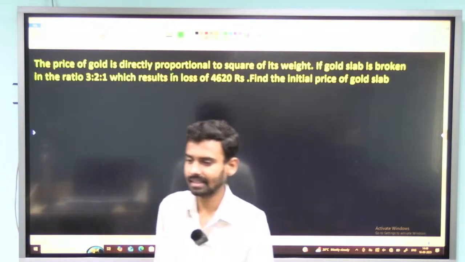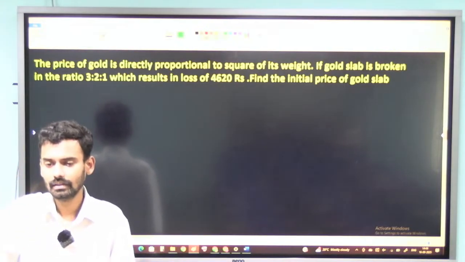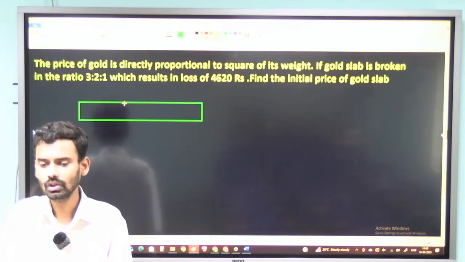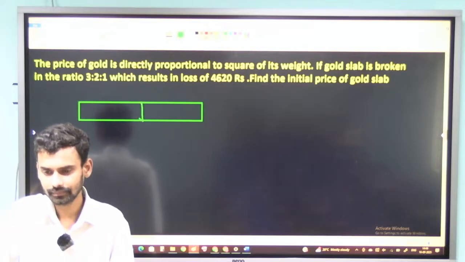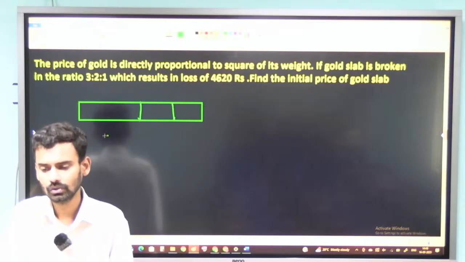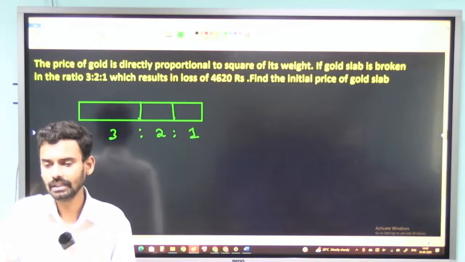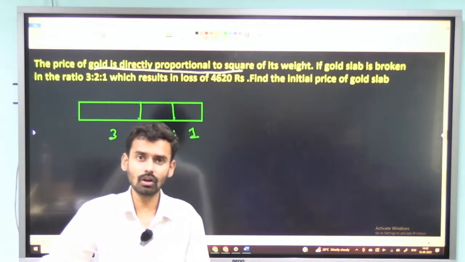So the question is saying that there was a gold slab. Let me consider this as a gold slab. Now it is broken in the ratio 3 is to 2 is to 1. So it is broken in the ratio 3 is to 2 is to 1, and the question is saying that the price of the gold is directly proportional to the square of its weight.